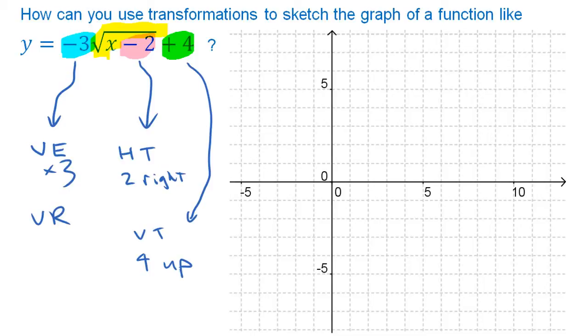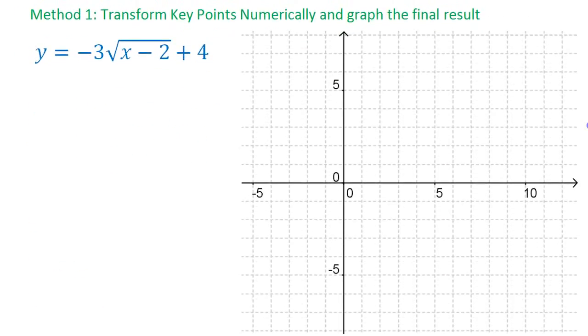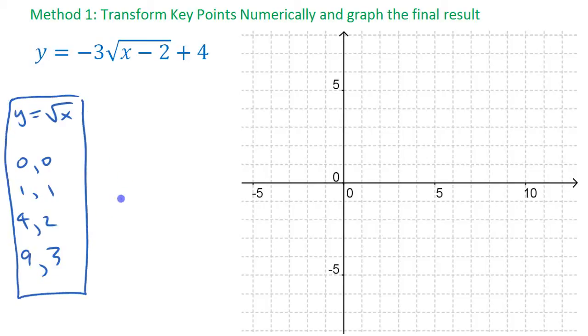Now we're going to try a couple different methods to do this. One method is to transform some key points that you know on the basic square root function based on the transformations involved there, and then graph the final result. So if you know some points on y equals square root of x, right? If you know that (0, 0), (1, 1), (4, 2), (9, 3) are points on the basic square root function, we're going to think about how each of those points gets mapped on this transformed function based on the transformations, right? Based on our vertical expansion, our vertical reflection, and then after that our horizontal translation and our vertical translation. So we have 4 things involved there. We're going to make those changes.